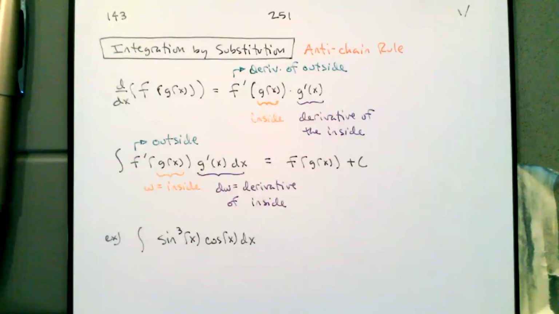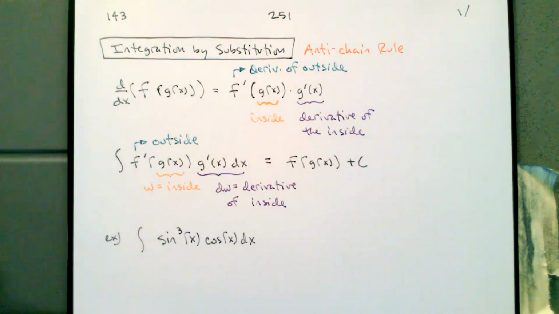So let's take a look at our example for today. I've got sine cubed of x times cosine of x dx. What we're looking for is one function to be seen as being inside the other function. We need to see a composition of functions. So in this case, I've got this sine cubed x times cosine x dx. So it looks like our inside function should be sine cubed, or sorry, just sine.